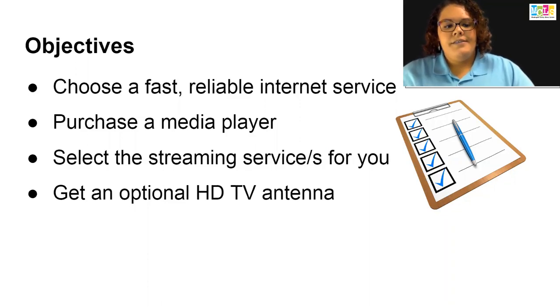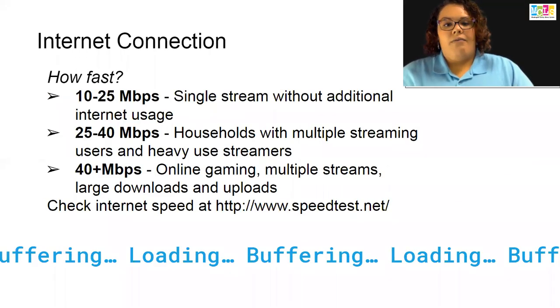So first things first, you're going to need an internet connection. How fast do you need? So Mbps is the abbreviation for megabytes per second. And that's just how internet companies will measure speed. So the speed you'll need will depend on your web activities, the number of people in your household, and the number of devices that you are using.